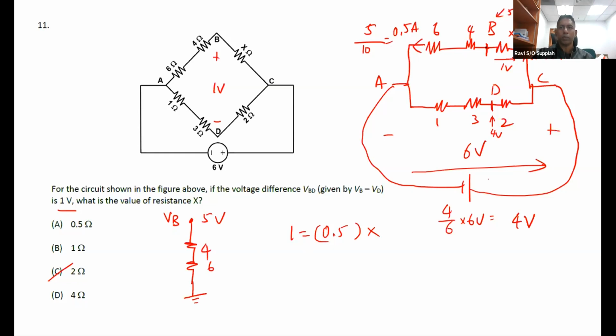Okay, so you just look at point B with respect to point A, and point A is ground. So from this you get your X, which is 2 ohms. Okay, so let's go on to the, let me see.